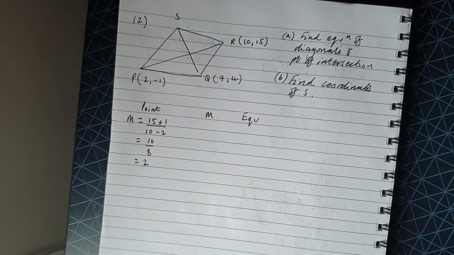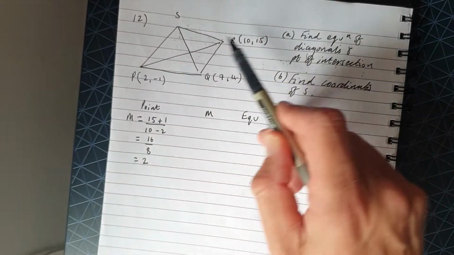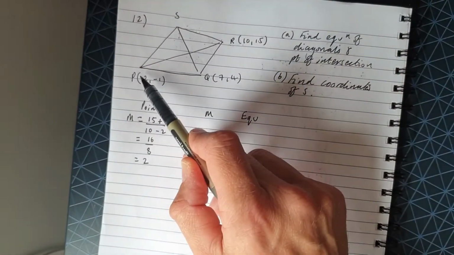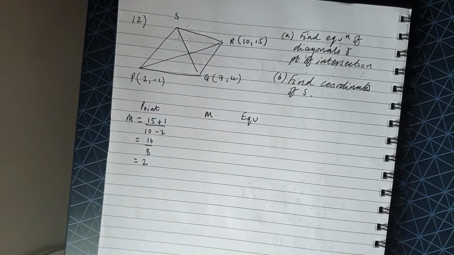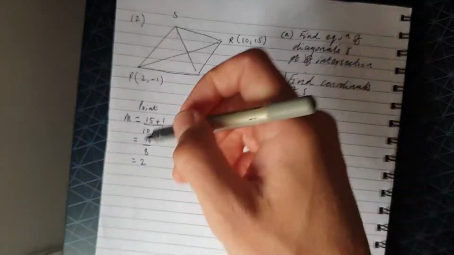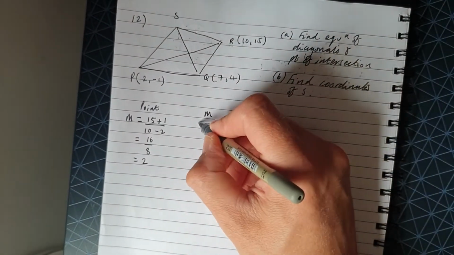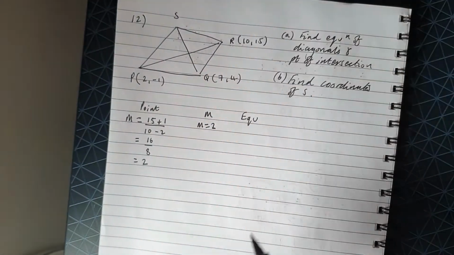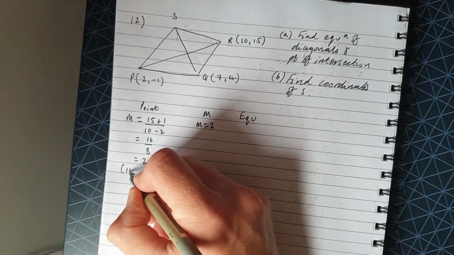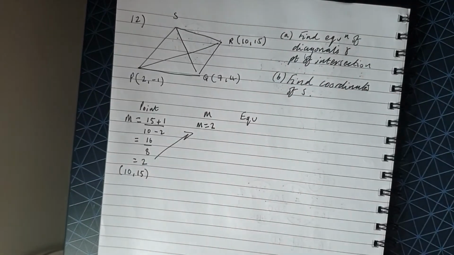Now, like I keep saying, look at the diagram. Does it make sense that PR has a positive gradient? Yes, it does, because it slopes upwards from left to right. So we should have a positive gradient. Oops, I've done that in the point, but that's fine. So we can just move that across there. Point, we've got two choices. I'm just going to go with 10, 15. Sorry, I'll put that in there. And that obviously should have been done over there.